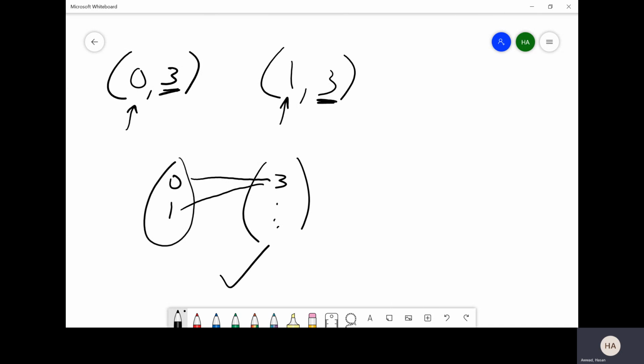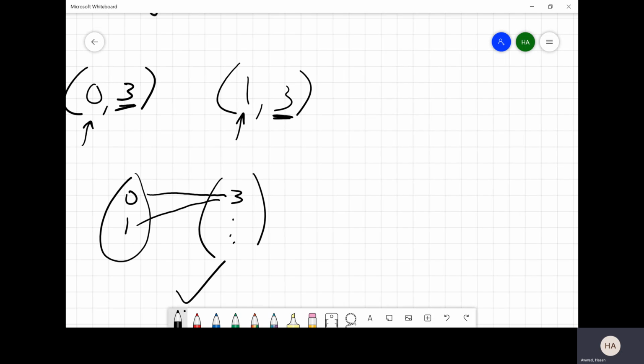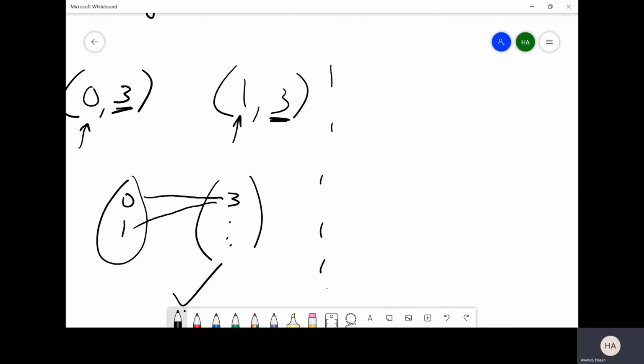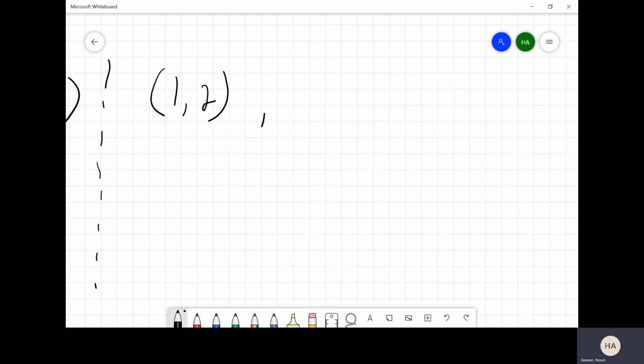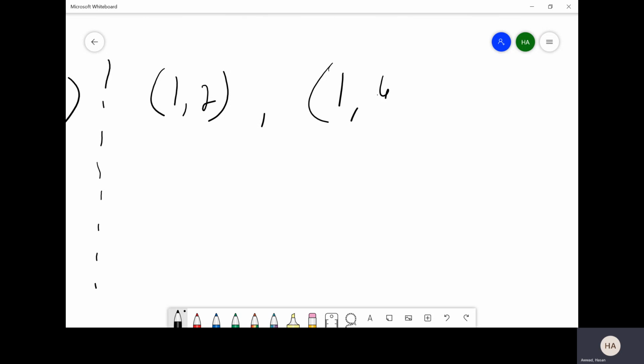So I'm going to put a check mark here because this is okay. But now if we come over here, I'm going to put a dotted line here just so we understand that this is the other case. One singular element of your input cannot be mapped to multiple elements of your output. So what this says is, say we had the ordered pair 1, 2, and then also we had the other ordered pair 1, 4.